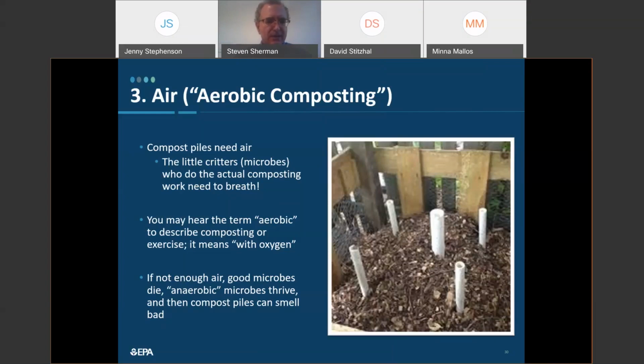So compost piles need air, so that's the third ingredient. And the little critters, the microbes, need air to breathe. As you read about composting, you may see the term aerobic to describe composting. Certainly you hear it to describe exercise, and it means with oxygen. I just call it air for simple terms. If there's not enough air in the compost pile, then the so-called good microbes die off, and what comes in are anaerobic microbes, a different type of microbes. They don't use air, and what they produce ends up smelling. So we want to have the aerobic ones. Plus, the composting happens more completely and better with the aerobic ones.